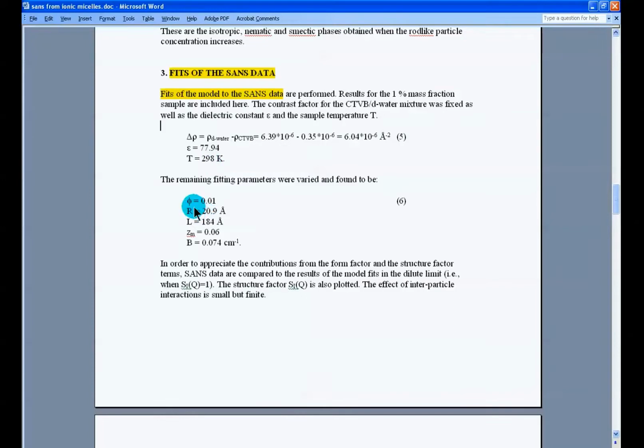That's the volume fraction. In this case we fixed it, but then the radius and the rod length were allowed to float, and we get something like 21 angstroms for the radius and 184 angstroms for the length at ambient temperature. We also get a pretty small charge on the ion.